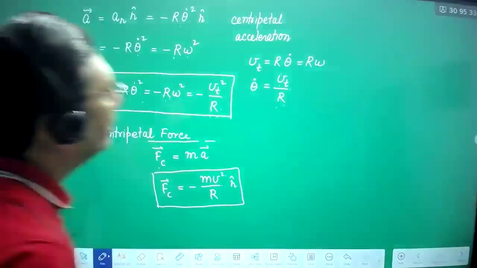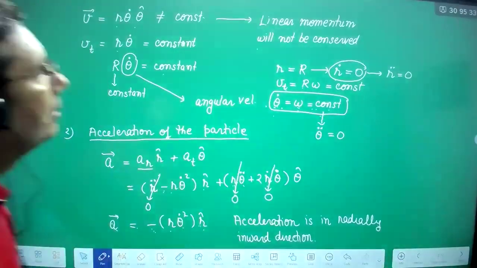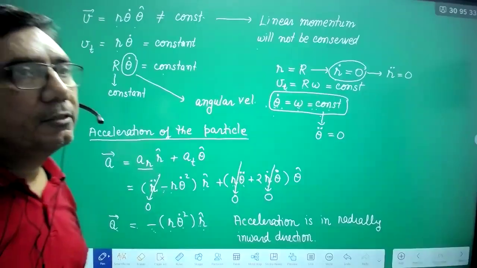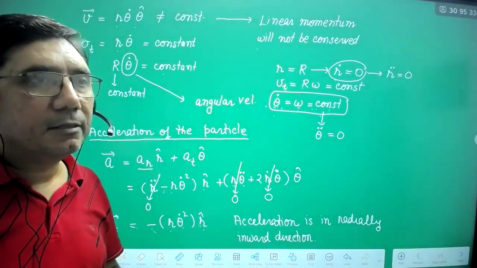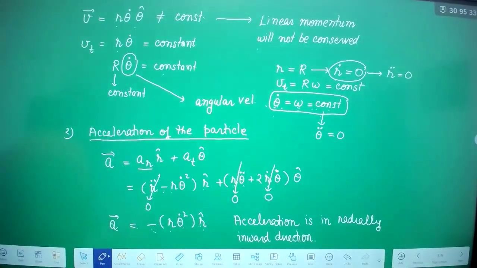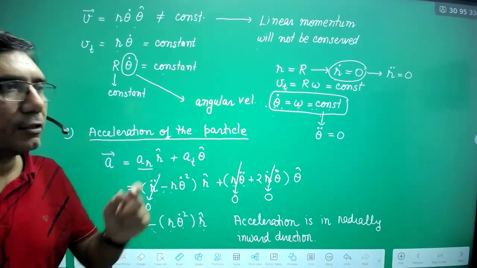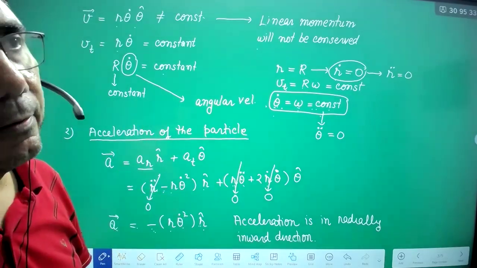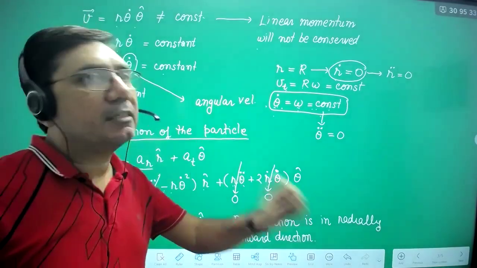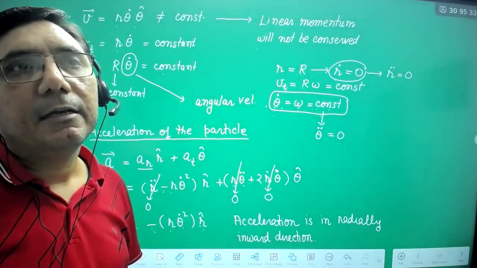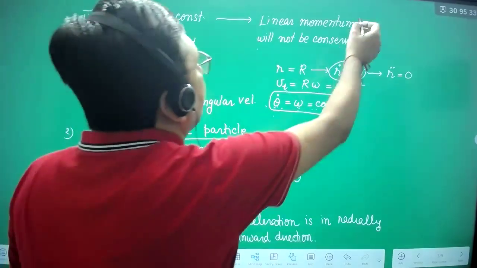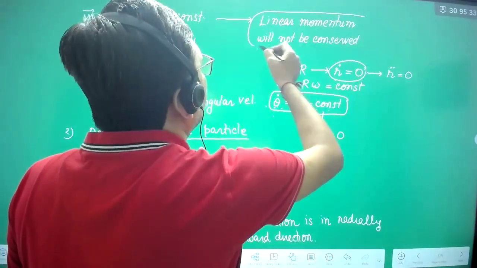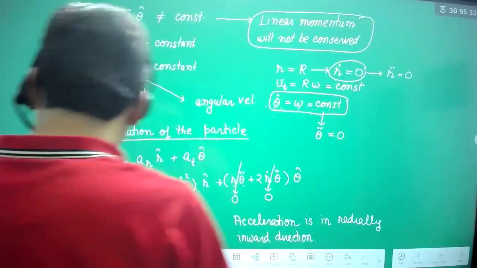Second thing, come back here. I have written a statement here that linear momentum will not be conserved. Linear momentum will be conserved if force is 0. But here, at any time, force is not 0. Force is continuously acting on this particle in the perpendicular direction of its motion. So that's why linear momentum is not conserved.